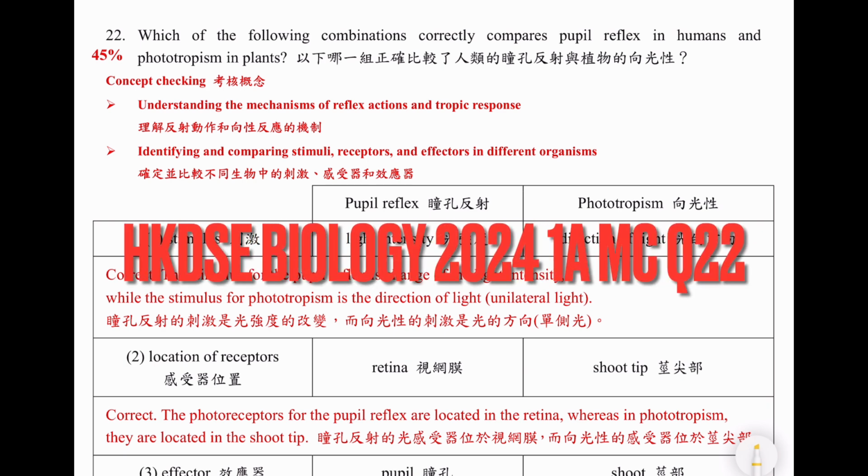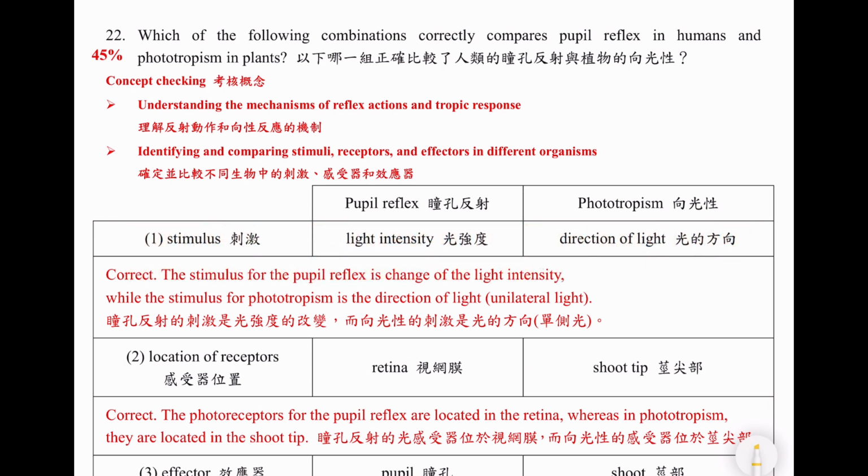Hello student, I'm Mr. Yang. So in this video, we are going to do the revision about the irritability in humans and in the plants. So the question is asking us which of the following combinations correctly compare the pupil reflex in human and phototropism in the plants. So in this question, we need to understand the mechanism of the reflex action and the trophic response. And we need to identify and compare the stimuli, receptors, and the effectors in different organisms.